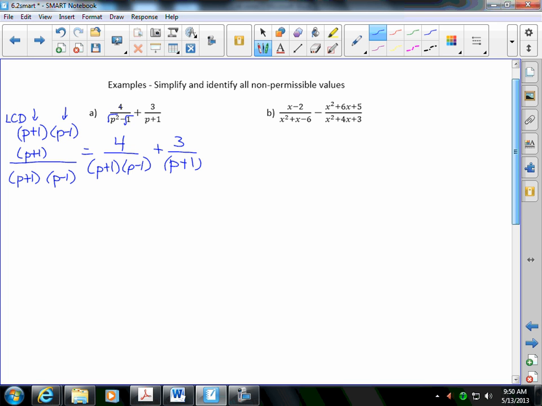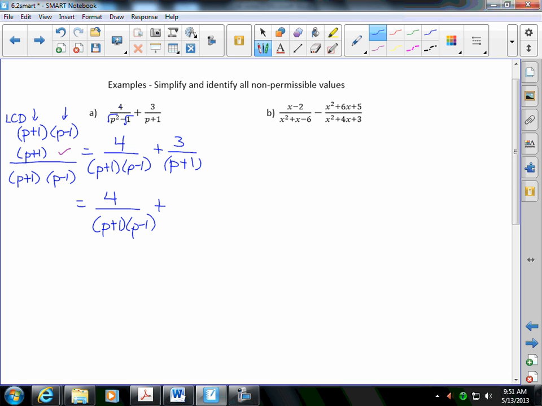So now I go back to my actual rational numbers. My first one had p plus 1, p minus 1. So is it missing anything from the lowest common denominator? No, so it's good. The second one had a p plus 1. So what is it missing? Right, so it's missing p minus 1. So I need that in there. So this one is going to stay as p plus 1 times p minus 1.